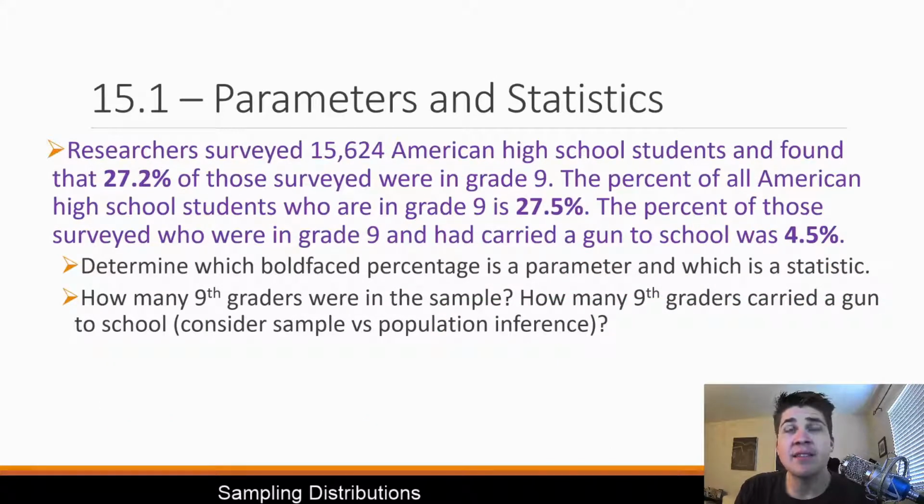Let's look at a quick example. It says that researchers surveyed 15,624 American high school students and found that 27.2% of those were in the 9th grade. It then says the percent of all American high school students who are in the 9th grade is approximately 27.5%. Then we're told that the percent of those surveyed who were in grade 9 and carried a gun to school was about 4.5%. We're faced with a lot of numbers here, and we're asked to determine which percentages are parameters and which are statistics, and then to extract some information from this.